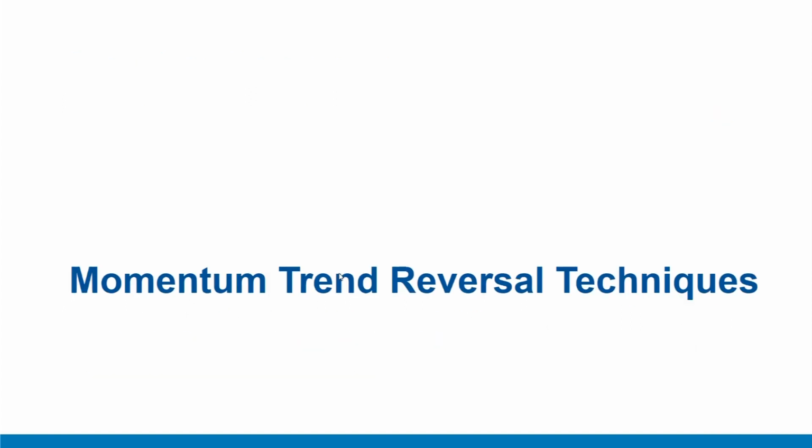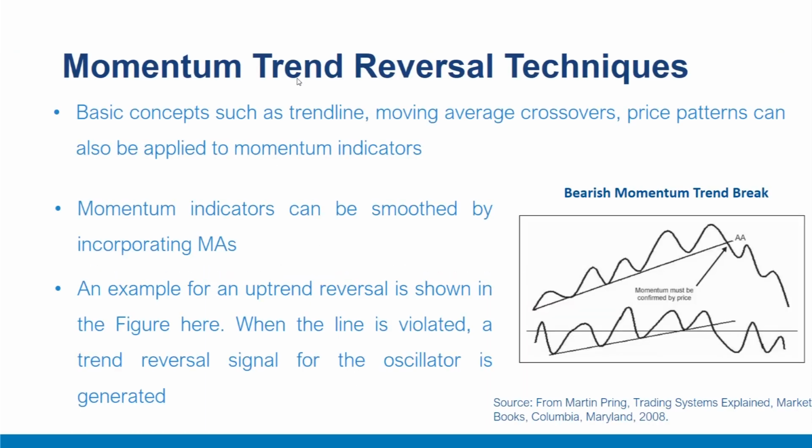In this video, we'll discuss momentum trend reversal techniques. Basic concepts such as trend lines, moving average crossovers, and price patterns can be applied to momentum indicators as well. Occasionally, it is possible to construct a trend line on the momentum indicator by connecting a series of peaks or troughs. An example for an uptrend reversal is shown here in the figure. Notice in this figure, when this trend line is violated, a trend reversal signal for the oscillator is generated.